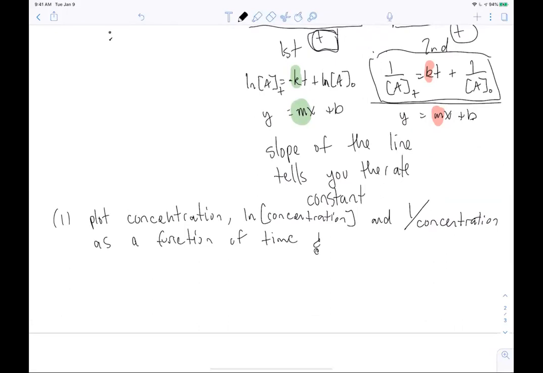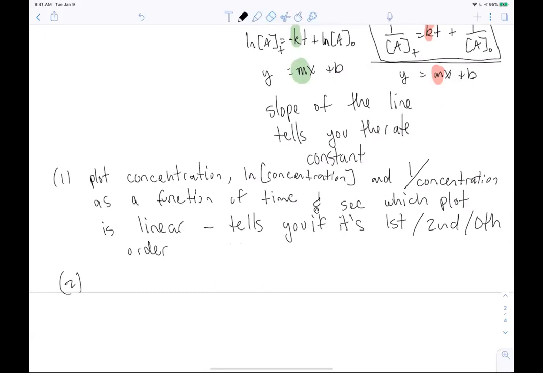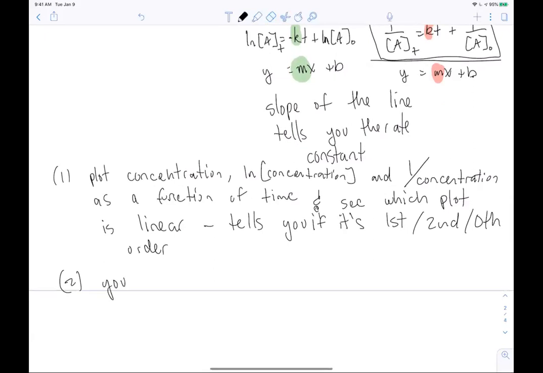And you see which plot is linear. This tells you if it's first, second, or more unusually, zero order. The second thing is, once you know this, and this is what we'll talk about on Monday, you can use the integrated rate law to calculate k.